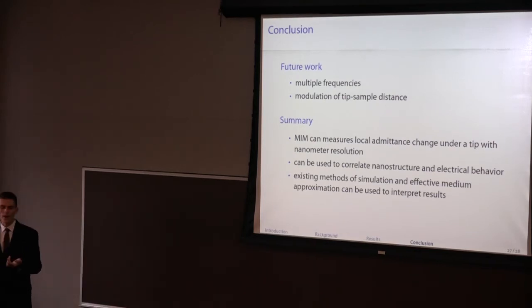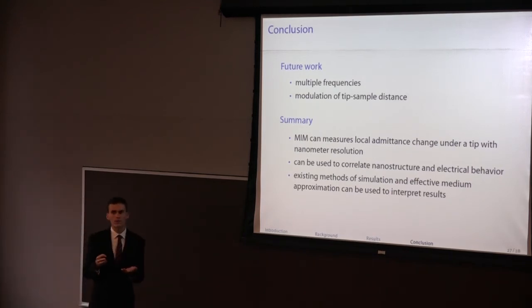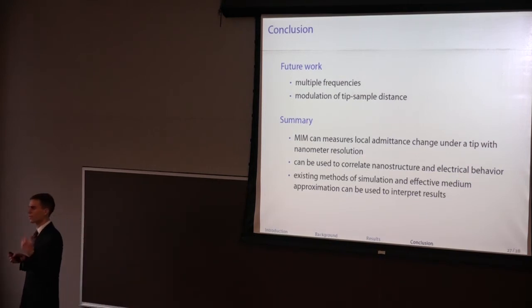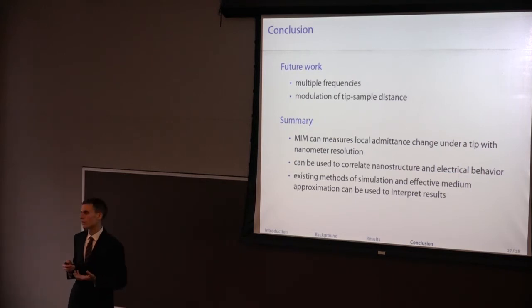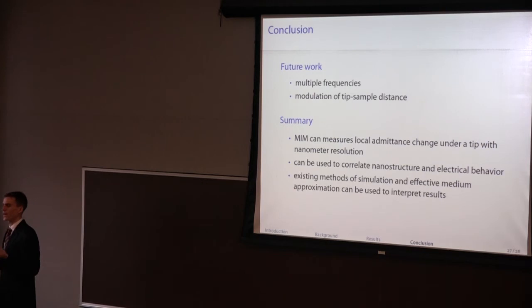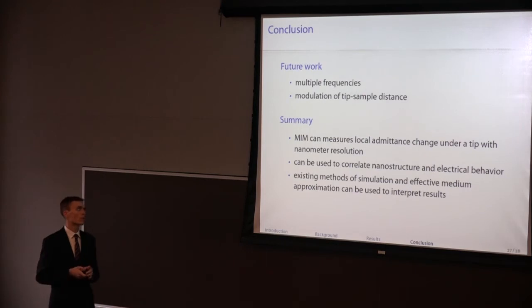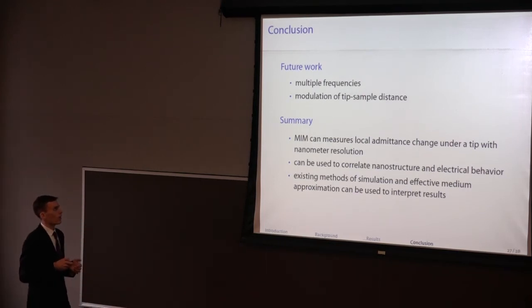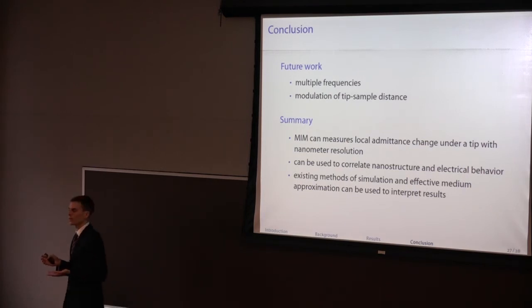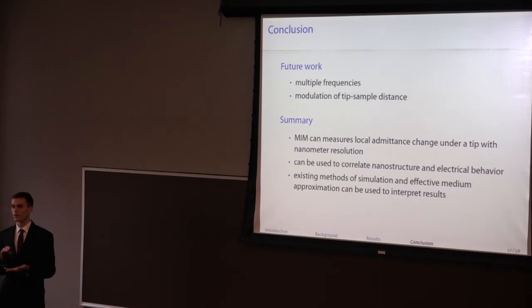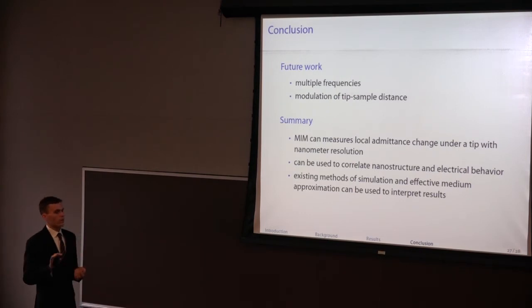But even beyond that, I might like to vary the applied frequency. As I said, I was fixed at 3 gigahertz. The instrument is designed for that, and you just have to manufacture a different impedance matching element to get a different frequency. So it's definitely doable, but a little bit of extra work. I also might like to modulate the tip sample distance, maybe to get closer to some kind of tomographic type analysis. So those are what's on the horizon for me.